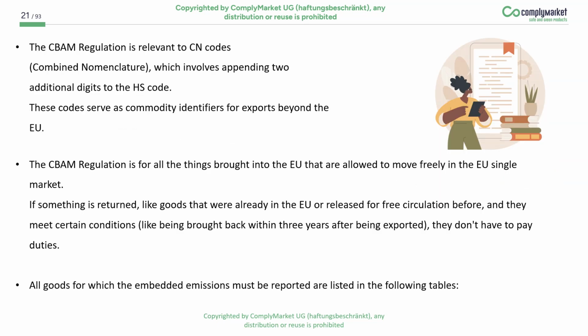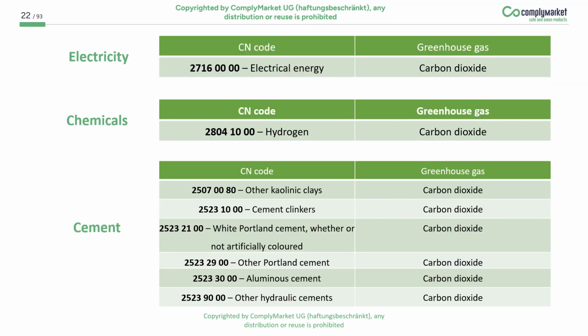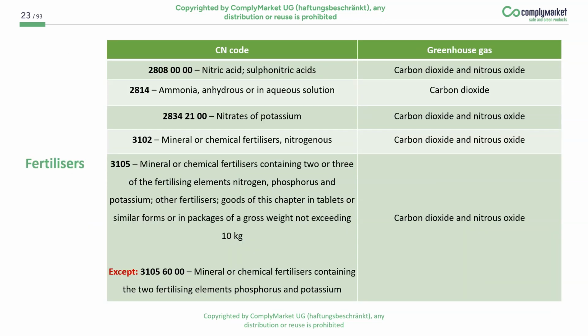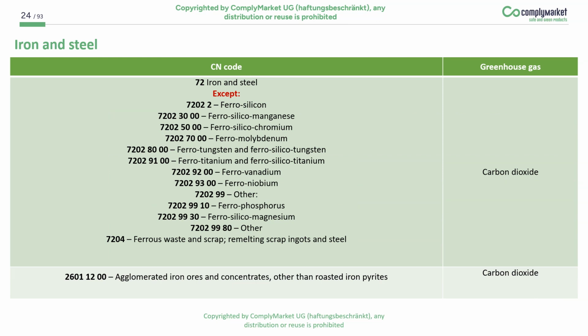And how can you check your products? We have HS code, and you need to check the HS code or CN code because, for example, electricity is just clear, and hydrogen is clear, but for cement you need to check different kinds depending on your CN code. And also fertilizers, same thing, which are under scope, and iron and steel.